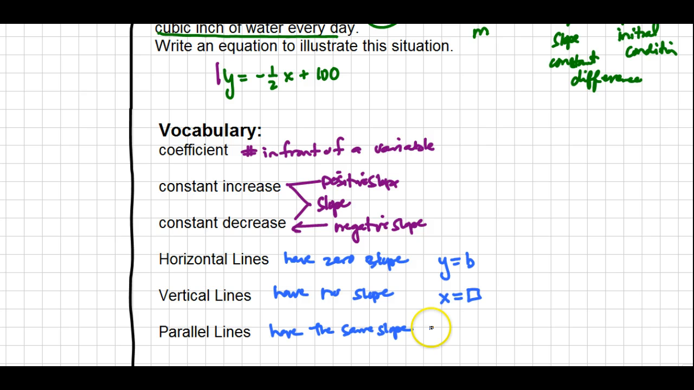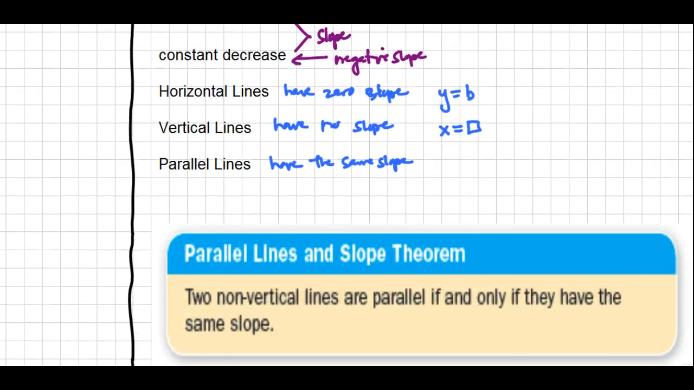And then parallel lines have the same slope. That actually comes from a theorem which is in your textbook called the parallel lines and slopes theorem. Notice that this statement is a biconditional because it includes the phrase if and only if. If something is a biconditional, that means it works in two directions. Bi means two. So if you read this statement forwards, you get this statement: two non-vertical lines are parallel if they have the same slope.